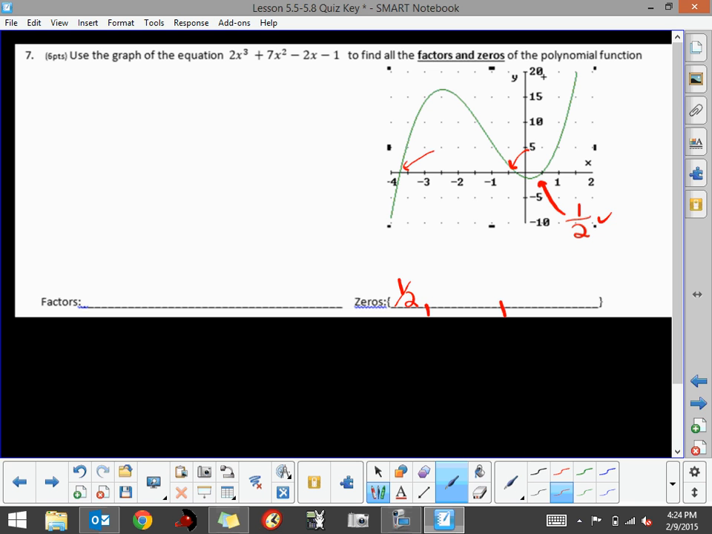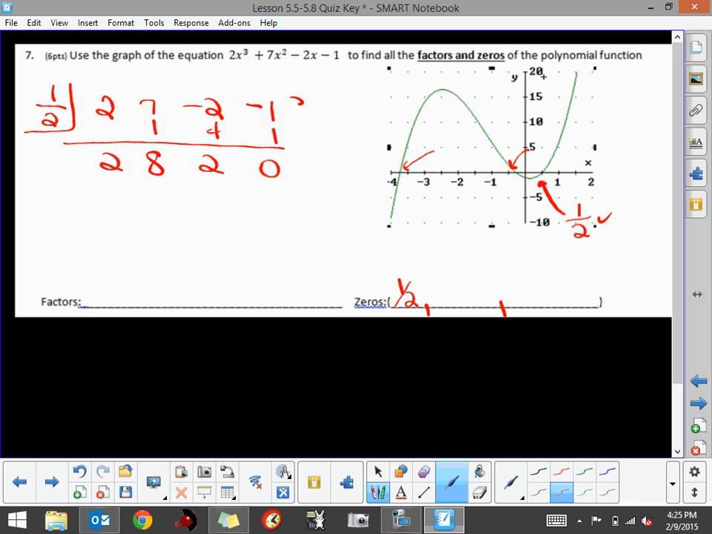So in order to find those, we're going to set up our synthetic division. We're going to divide by a half. We're going to divide it into a 2, 7, -2, and a -1. Bring down your 2 and you take half of 2, which is 1, add it to 7, which is 8, half of 8 is 4, add to -2, which is 2, half of 2 is 1, and 1 and -1 is 0.